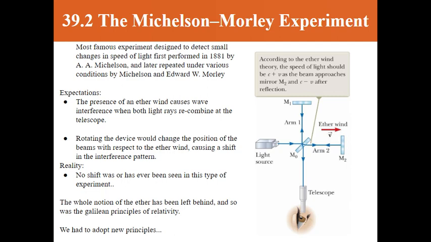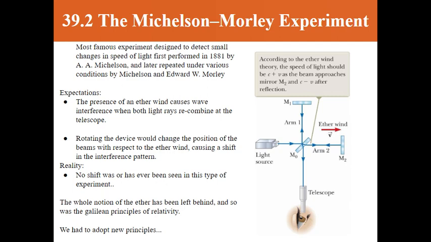And what you could do then is look at this interference pattern, these fringes from the two beams, one being boosted by the ether wind. Now, they thought, let's rotate the device by 90 degrees so that arm 1 is now facing the ether wind and arm 2 is not. In doing so, this would cause a shift in the interference pattern because now you'd be changing which light beam gets the ether wind boost. So you'd expect the fringes to move a little bit.